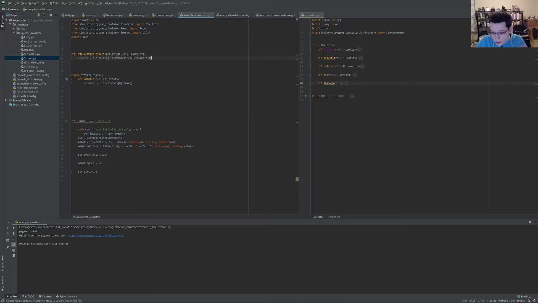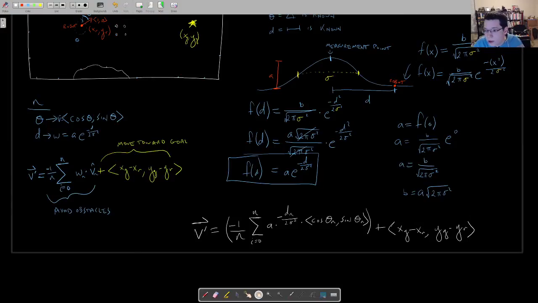If I go back and check my open board, F is A times E. Oh, is D supposed to be squared? D is supposed to be squared. I have neglected to put a 2 on that. That needs to be squared. Yeah, that's fine. Okay, now we're good.